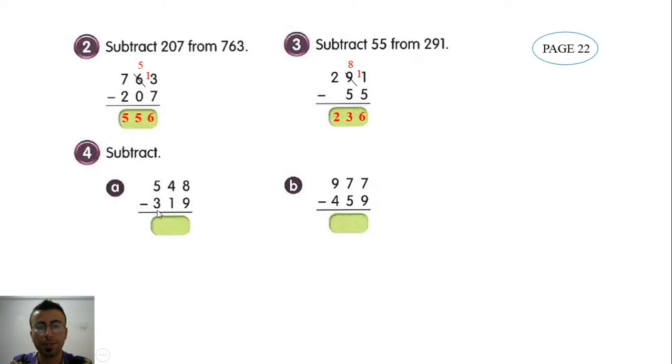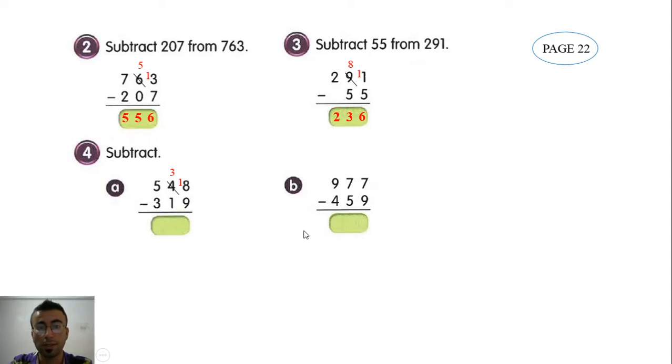548 minus 319. First we need to subtract the ones, but we cannot take 9 ones from 8 ones. So we need to regroup. Let's take 1 ten from 4 tens, okay? 8 ones plus 10 ones is 18 ones, okay? And we take 1 ten from 4 tens. What's left? 3 tens, okay?